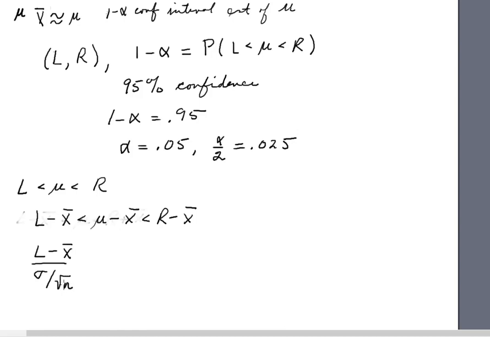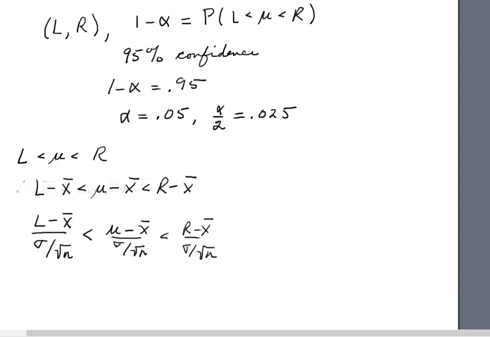Now, why did I pick that? Because the central limit theorem tells me that X bar has this for its standard deviation. Now, if I do that for this term, I've got to do it for all the other terms as well. L minus X bar over sigma over root n, less than mu minus X bar over sigma over root n, less than R minus X bar over sigma over root n. Now we've made some real progress here. I'm going to scroll up a little bit.